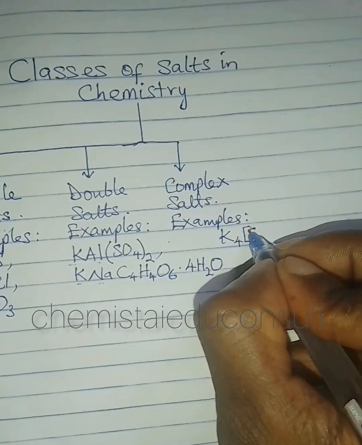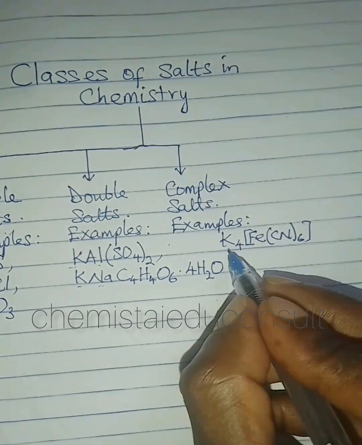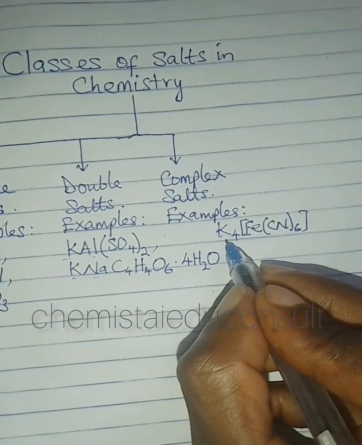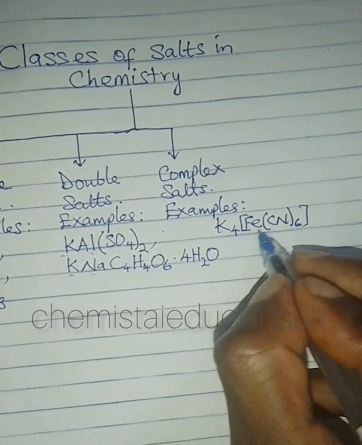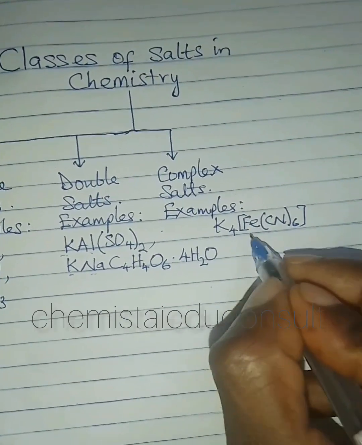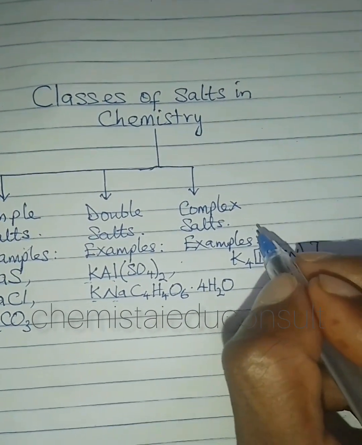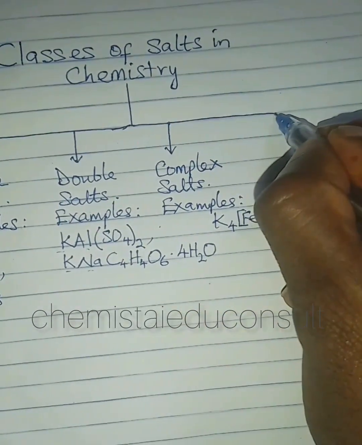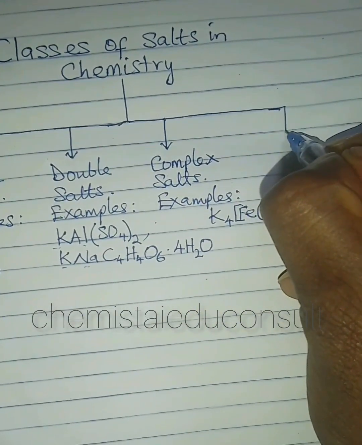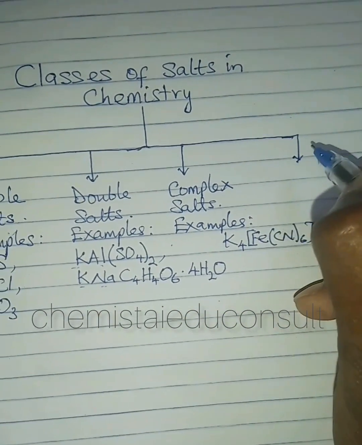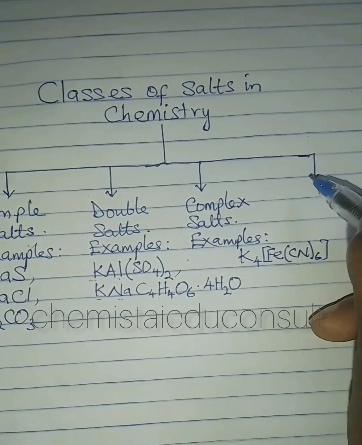For example, potassium hexacyanoferrate(II) salt. We have one negatively charged radical, cyanide ion, which are 6 in number. These cyanide ions act as the ligand that donates electron pair to the central metal atom, which is iron. Recall that I said earlier that a salt is formed when the replaceable hydrogen ion from an acid has been replaced with a metallic or ammonium ion.